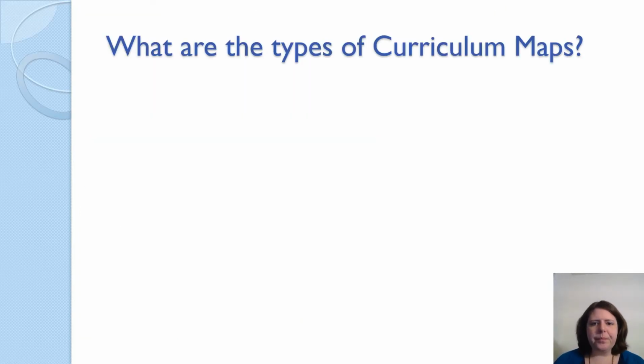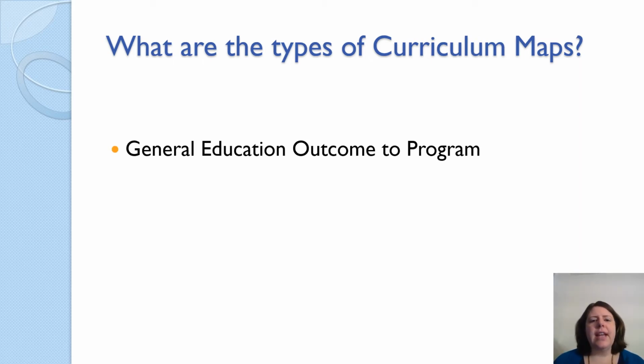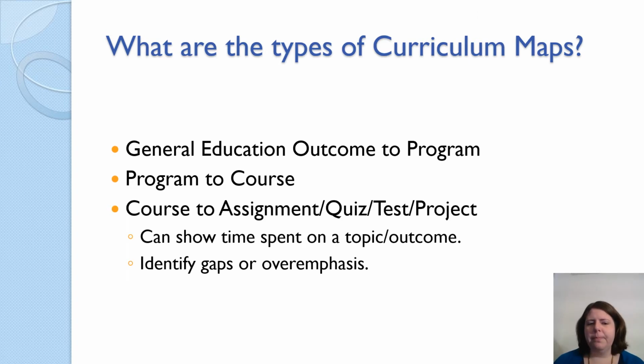Curriculum mapping could also be done elsewhere, but we're going to focus a little bit more just on our courses today. What are the different types of curriculum maps? Well, at DACC, we could use our general education outcomes and map them to the programs that we have. We could map our programs and the courses within that particular program. So are we meeting the program outcomes in our different courses?